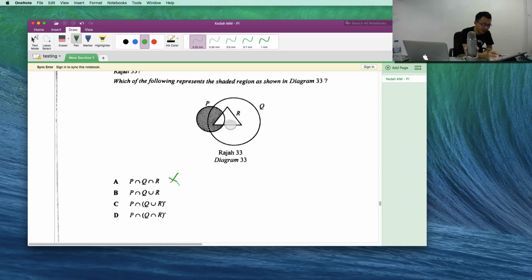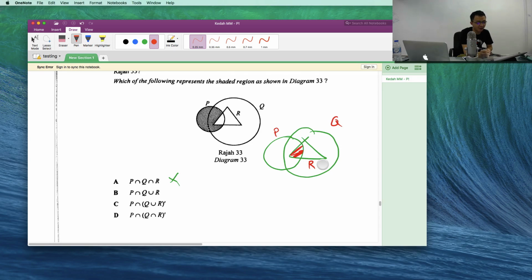If we have something like this, and you ask me about P intersect Q intersect R, it will be this part only, because this is P, this is Q, this is R, right? That means all three intersect, and it is only that part. So the first one is wrong. P intersect Q means the whole part here, union R. It doesn't include R at all, so it's wrong.